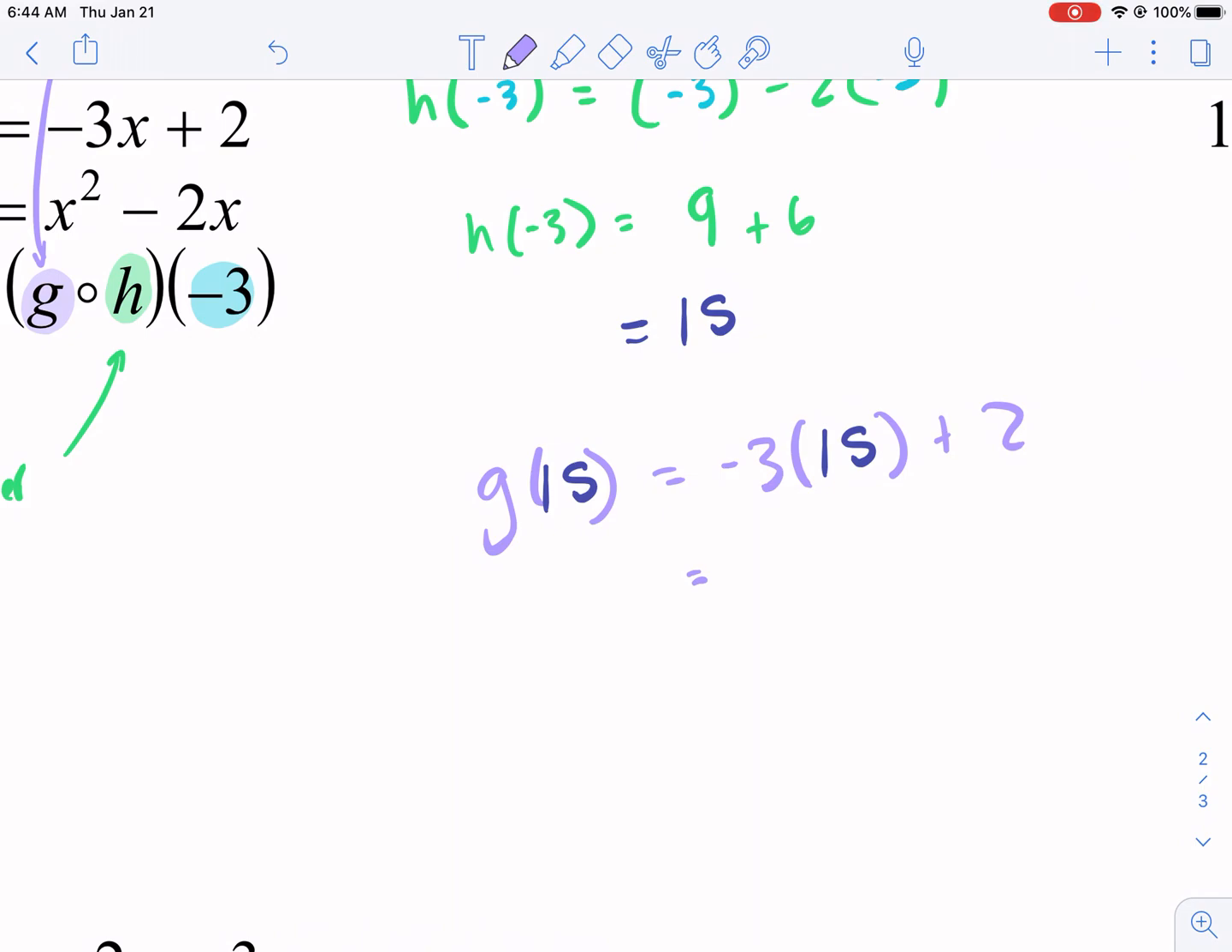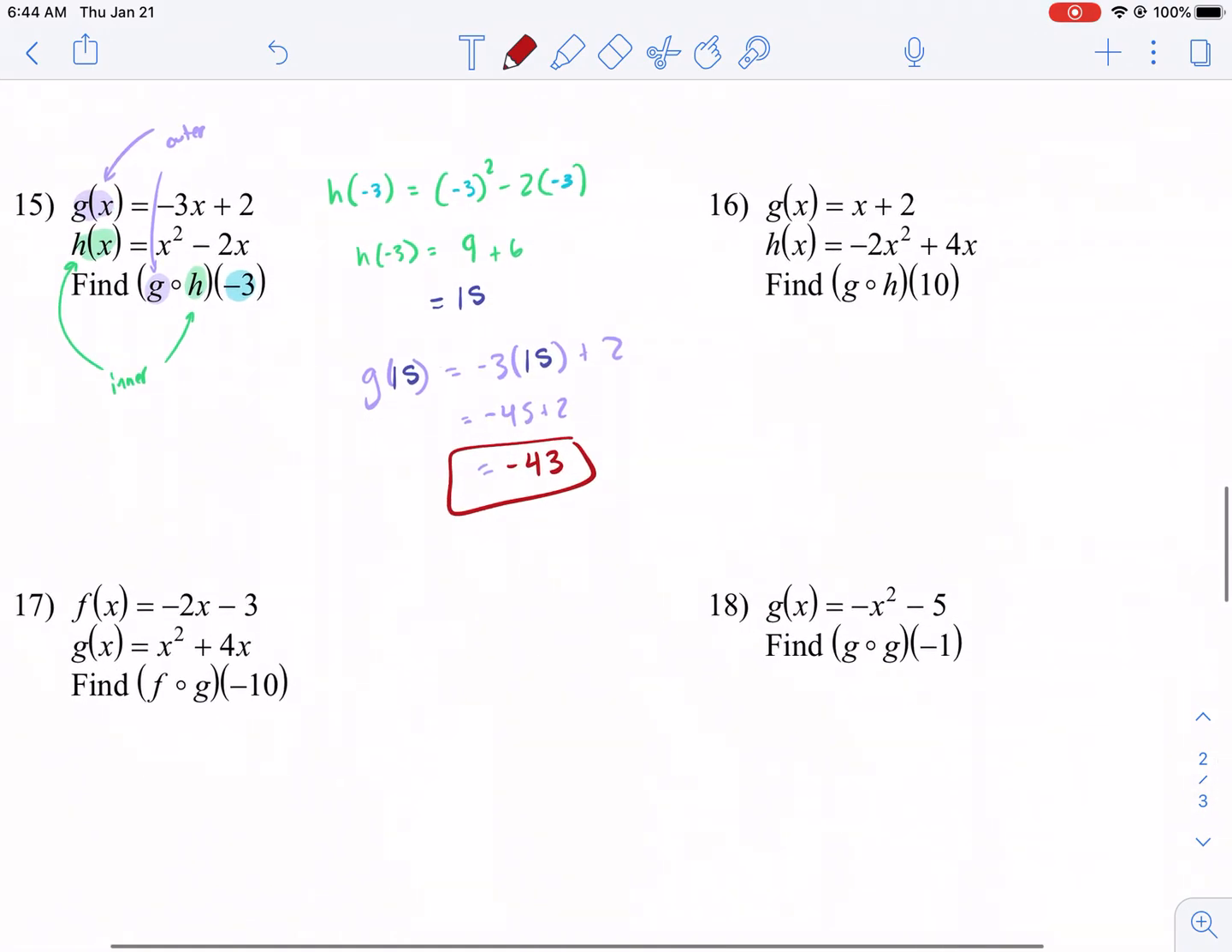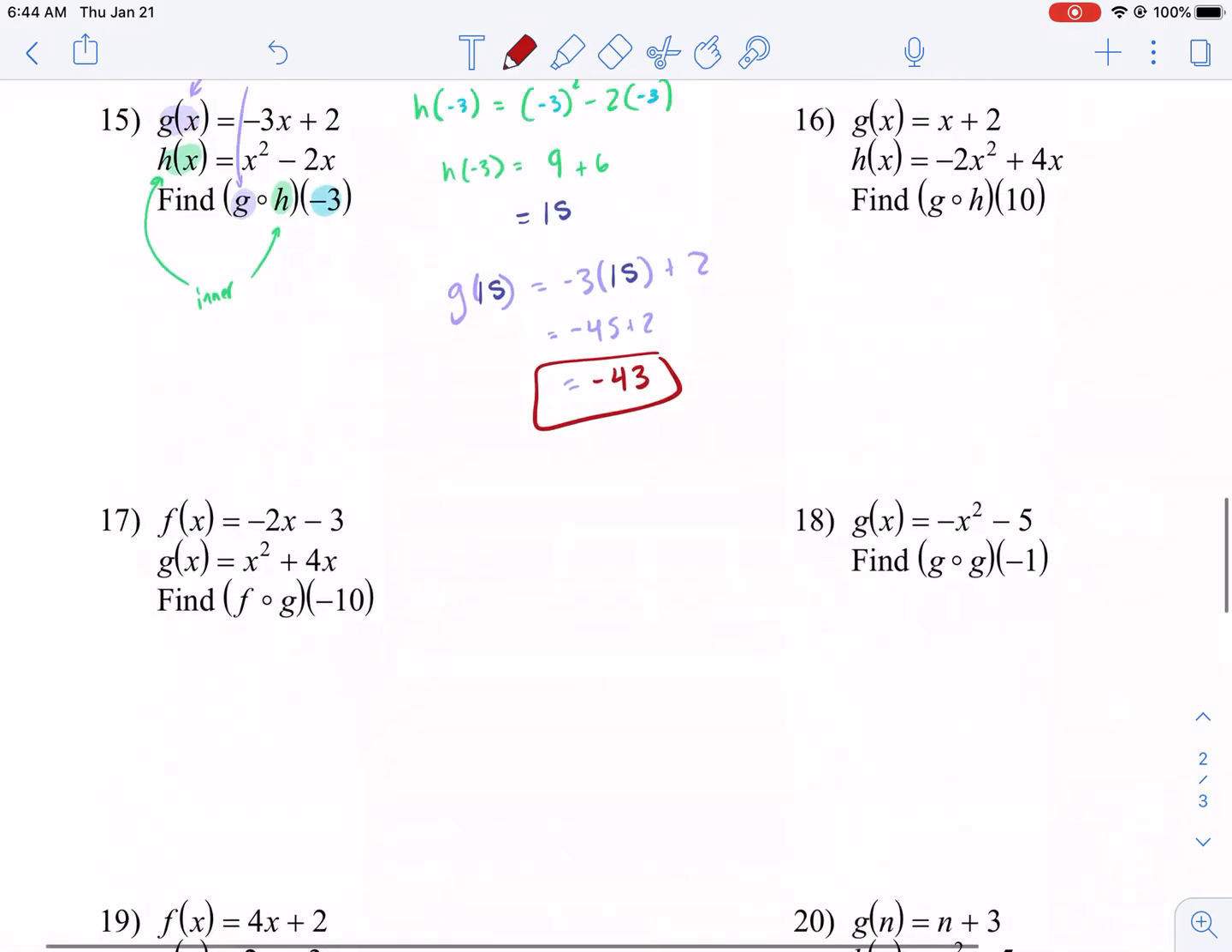So we get negative 3 times 15, that's negative 45, plus 2. Well, that gives me my final answer, negative 43, and that is my answer. That is the result from the dual process of inputting that function, okay?